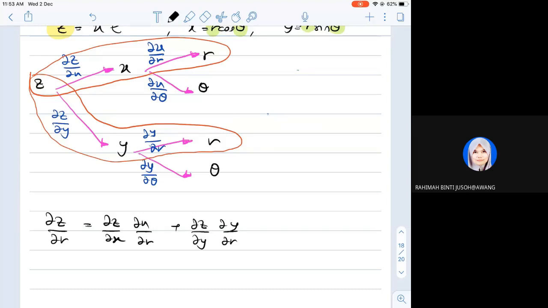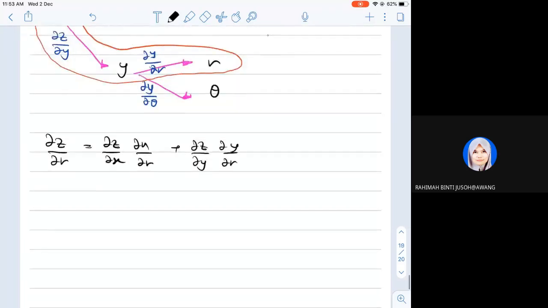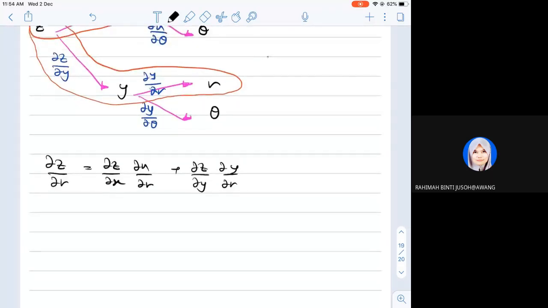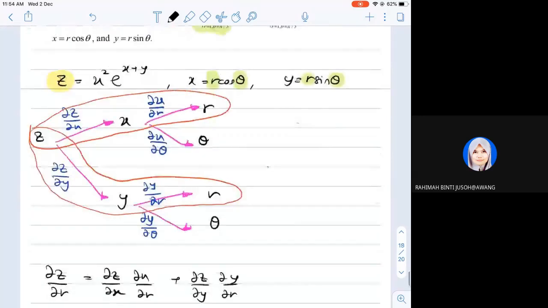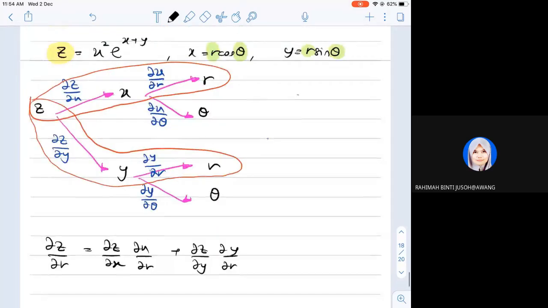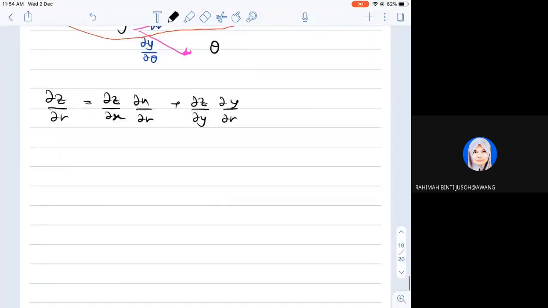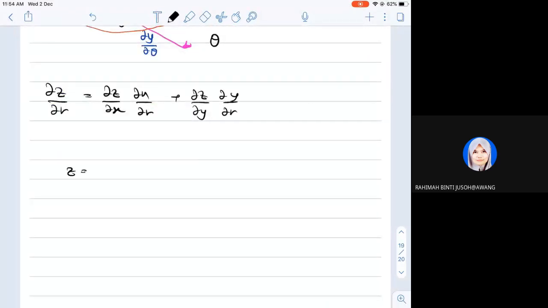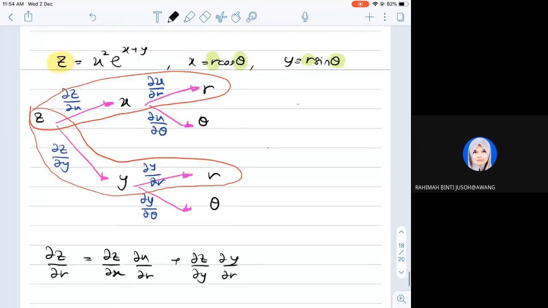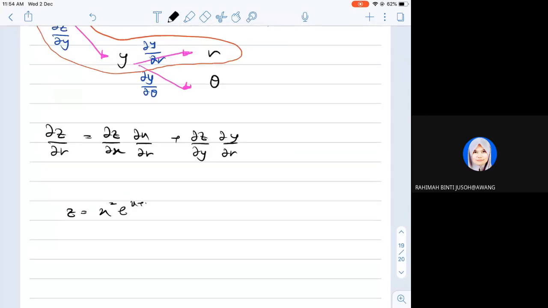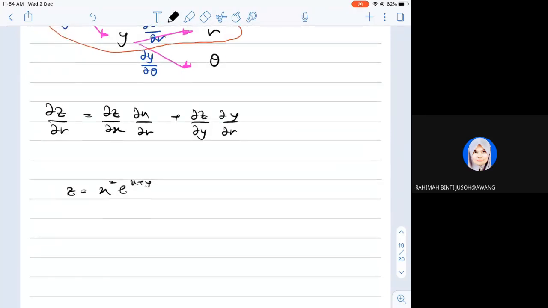Okay guys, so the del theta one is used for del z over del theta, later. So now del z over del x. Okay, so z equals to x squared, exponent x plus y. So del z over del x.